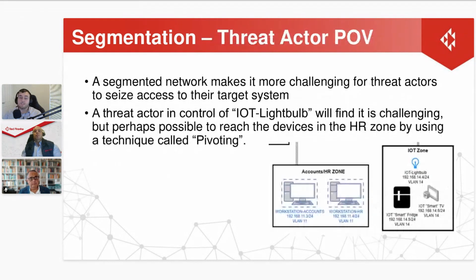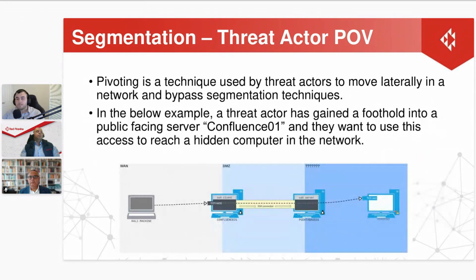But speaking of bypassing, we're going to just briefly go over how threat actors bypass segmentation. So a segmented network does make it more challenging for threat actors to get access to their target system. So for example, we could say one of these IoT devices, the IoT light bulb, has been breached because it's an IoT device. They have a reputation for being insecure. So threat actors use a technique called pivoting in order to get around segmentation and gain access to their targets.